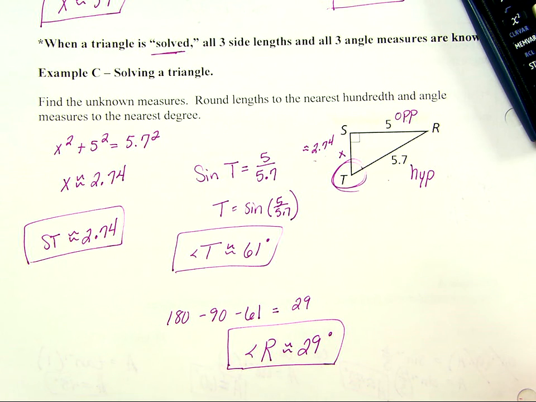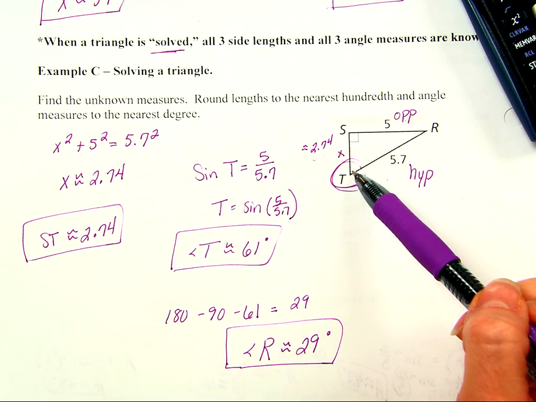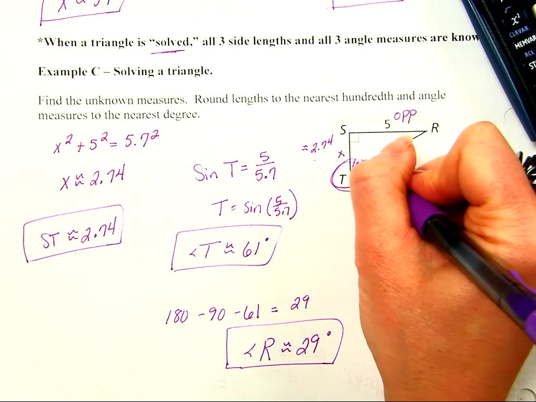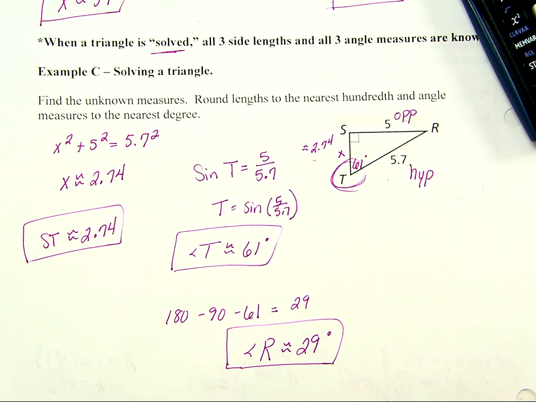If I wanted to go back again in solving side ST with the trig ratios, I certainly could. I'd have to use one of my angle measures, and then I could solve for that missing side that way as well. If you have further questions on this, please step in and see me.